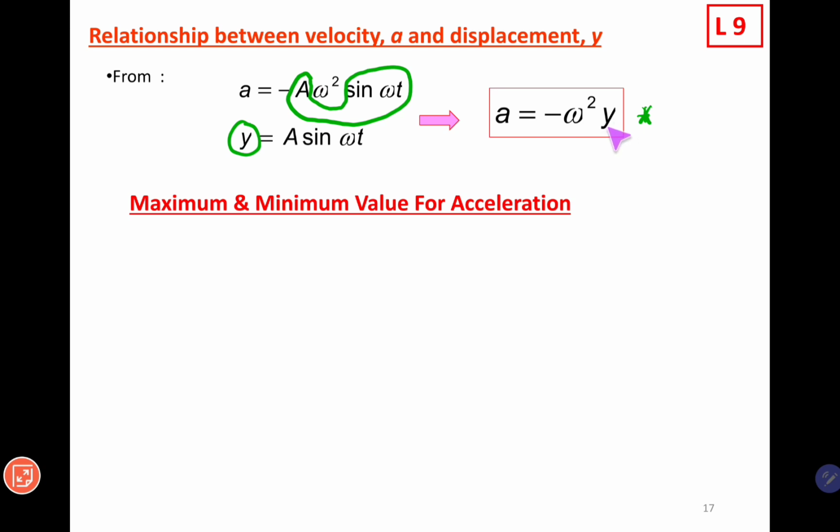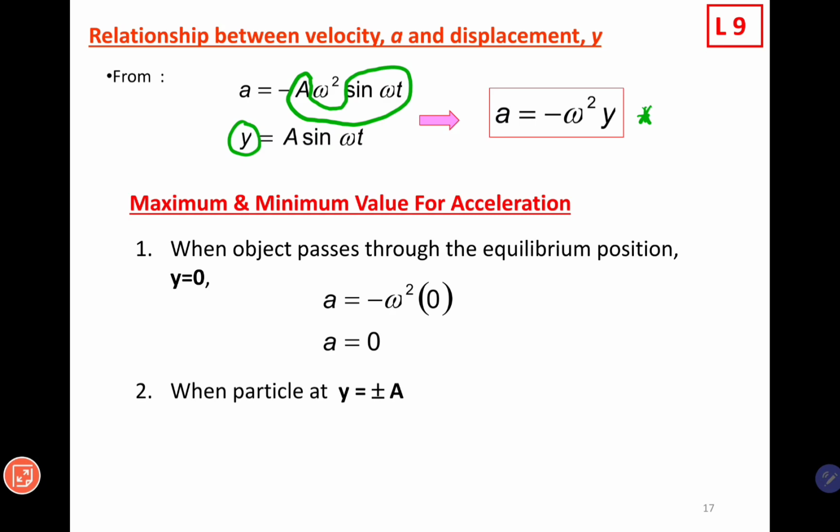So based on this equation, again, we may prove that a equals 0 when y equals 0. What does it mean? Y is 0 at equilibrium, isn't it? So at equilibrium, acceleration equals 0. When y equals the amplitude, or the object is located at the amplitude, what happens to a? So a is maximum. So this is the way you prove that a is 0 at equilibrium, and a is maximum at the amplitude. Alright, so don't forget how we use these two equations, the velocity and the acceleration, to show at which position v equals 0, and also a.